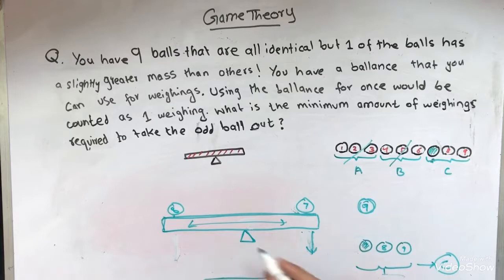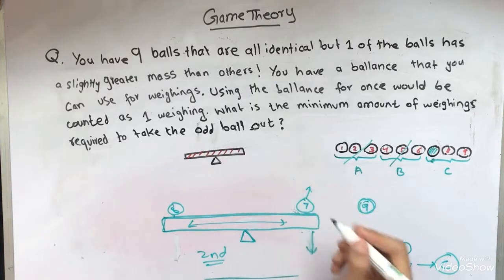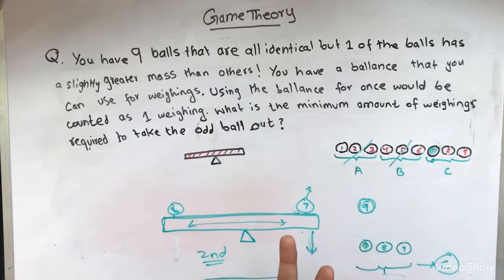So in the second weighing, you figure out ball number 7, or you just actually pick out the ball that was heavier. So it only required 2 weighings. So did you figure it out? This is what game theory is about, that you need to make a procedure and strategize your working in order to obtain the answer in the most efficient way.